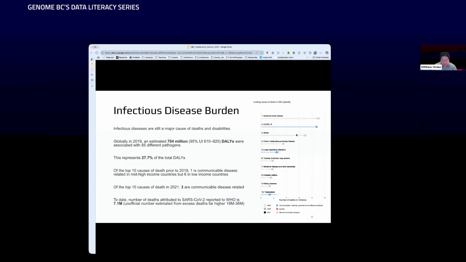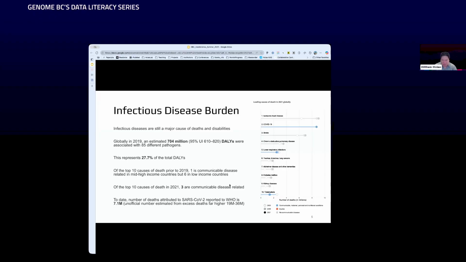Communicable disease related, and you can see here the second one is COVID-19. And in that year, interestingly, 8 million people were reported to have died due to COVID-19. But then if you look at the SARS-CoV-2 official reported death attributed to SARS-CoV-2 by WHO, the total to date is 7.1 million.